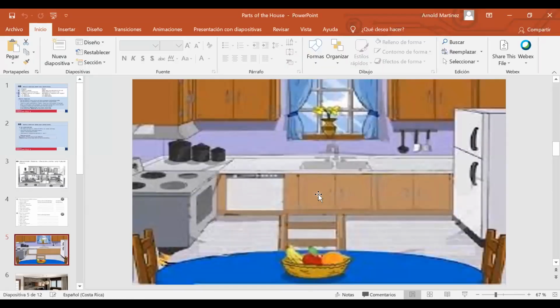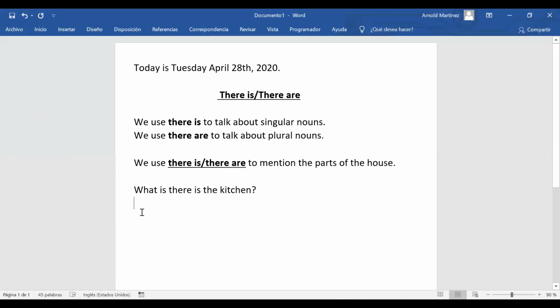Have a look. Microwave. Another one. Stove, perfect. Okay, my question is, what is there in the kitchen? We answer with there is or there are. In this case, there is a stove. This is my answer. Another object of the kitchen. Coffee maker. Okay, we can also use contraction. There's a coffee maker. This is my answer.